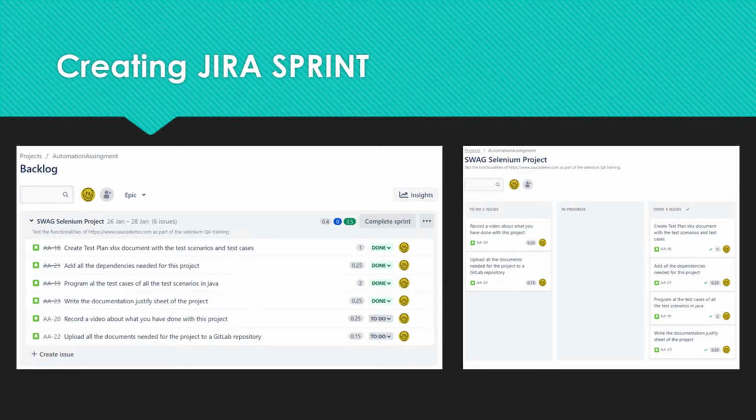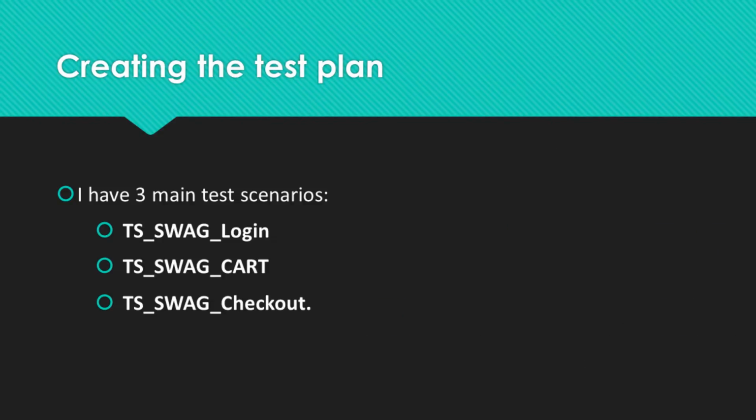Then I created all the issues necessary to achieve this goal, assigned them to myself, added story points, descriptions, and estimated time to complete. I started the sprint and then I started to work on it. When I finished the backlog, I created a test plan Excel document with the test scenarios and the test cases. I have three main test scenarios: TS Swag Login, TS Swag Cart, and TS Swag Checkout.